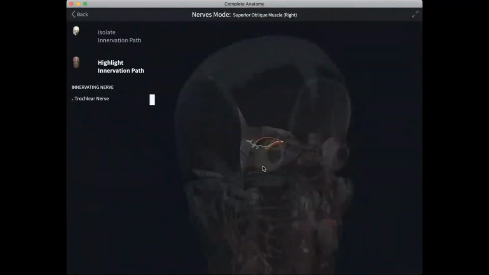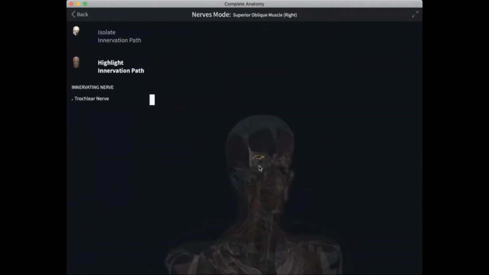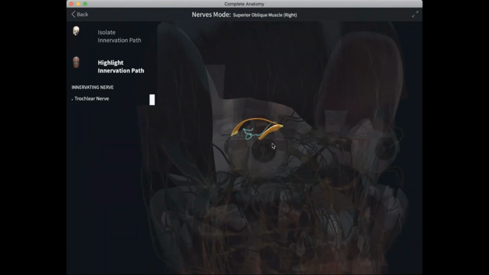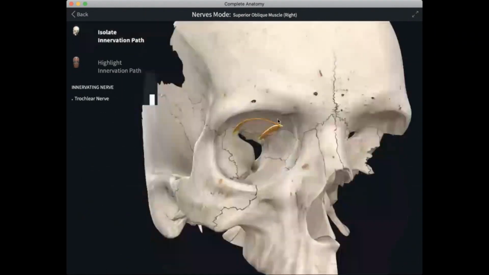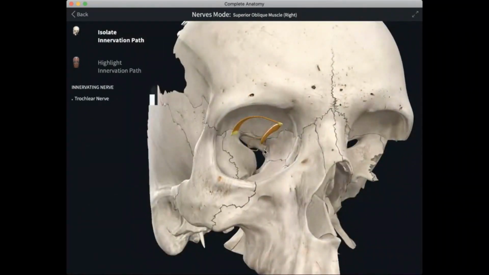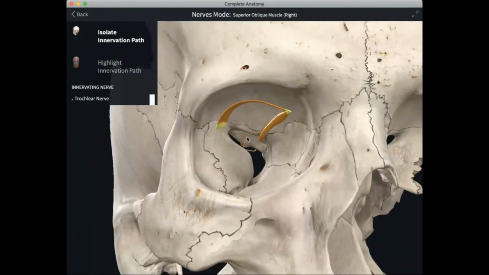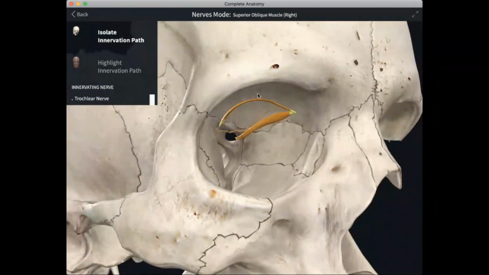You can see here the trochlear nerve coming to the orbital foramen, and it is supplying the superior oblique muscle. The function is to move the eyeball in the clockwise direction.